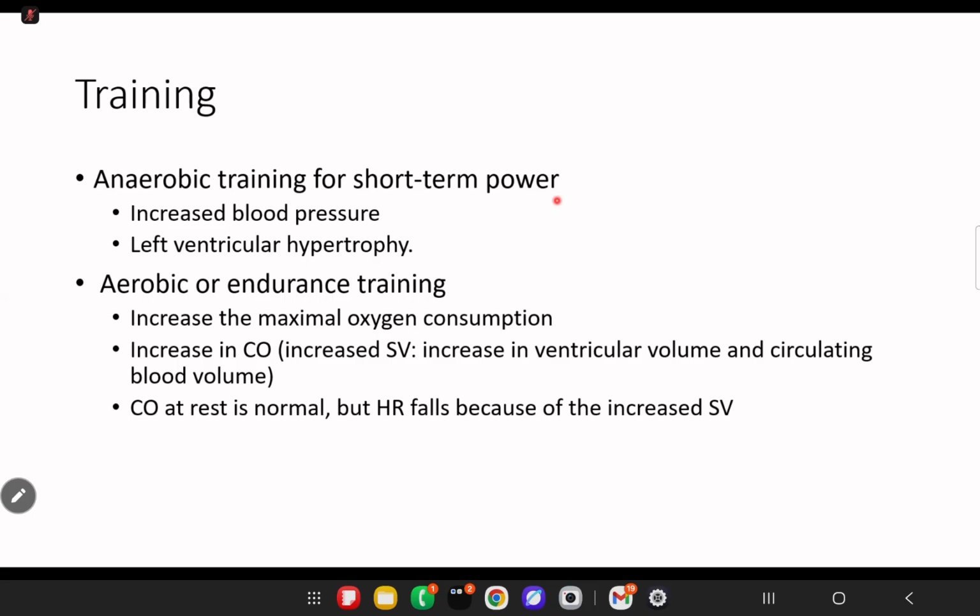And that's basically you increase the maximum oxygen consumption, and you increase your cardiac output by increasing stroke volume. This is mainly done by increasing your left ventricular volume and circulating blood volume. Cardiac output at rest is normal, but heart rate may fall because there's increased stroke volume. That is why in well-trained athletes you see bradycardias.